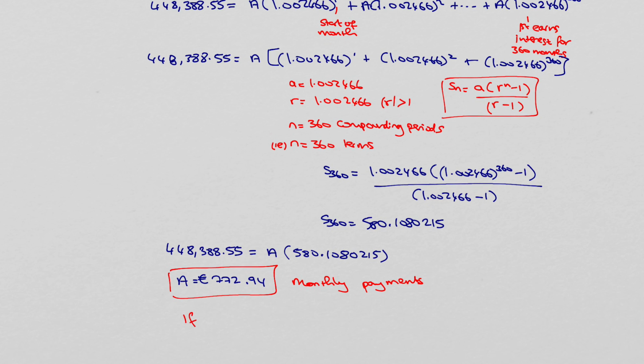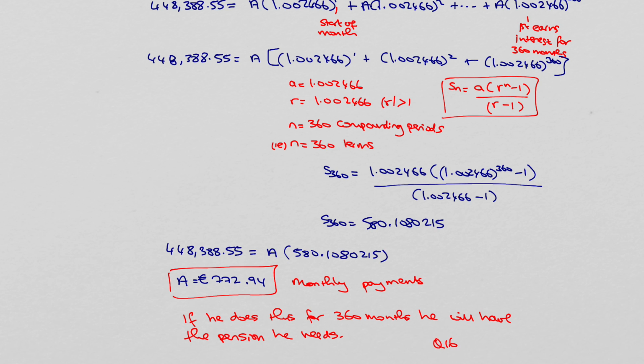So if he does this for 360 months, he will have the pension he needs. Okay, so we're going to do question 16 on page 265.